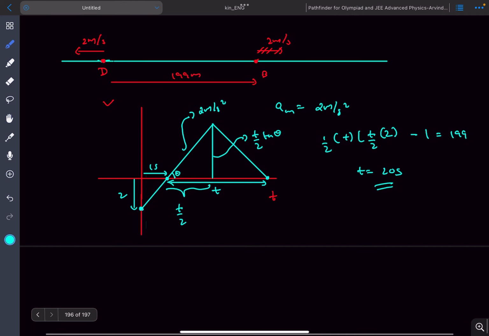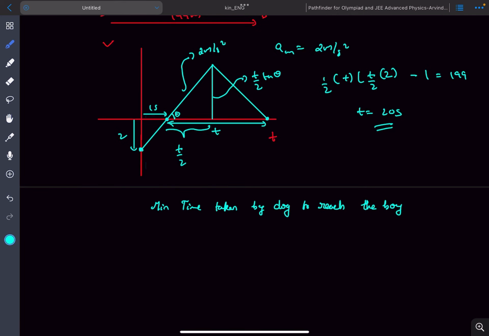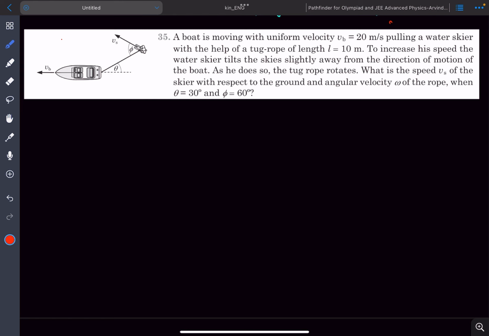Now, as t is 20 seconds, the minimum time taken by the dog to reach the boy is 20 plus 1, that is 21 seconds. So that was it for this problem, guys. Moving on to problem number 2. This is problem number 35 from the Build Your Understanding section.